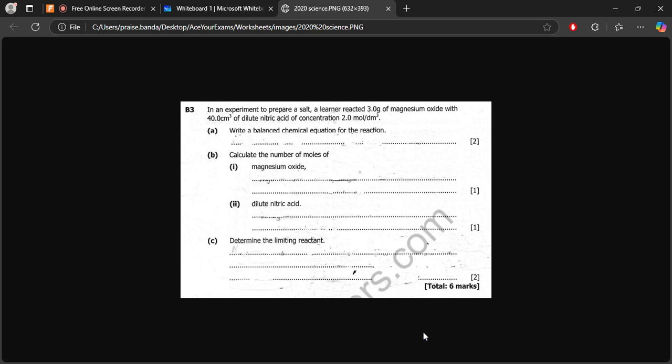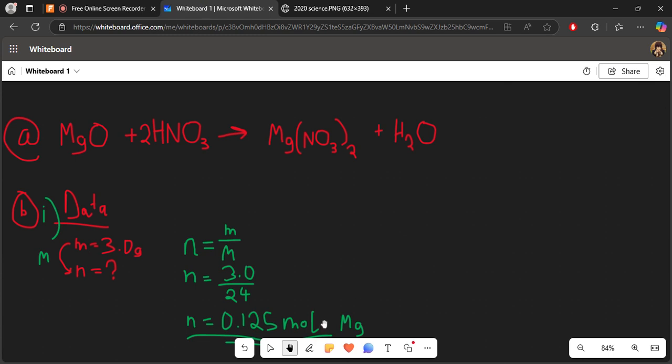So, in an experiment to prepare salt, a learner reacted 3.0 grams of magnesium oxide with 40.0 centimeters cubed of dilute nitric acid of concentration 2.0 moles per decimeter cubed. A. Write a balanced chemical equation for the reaction.